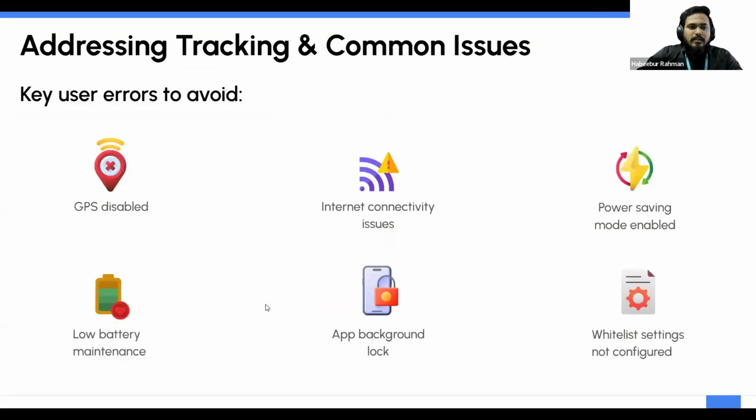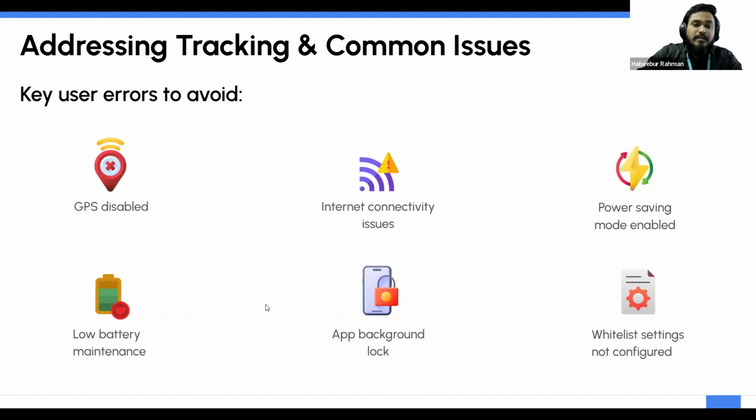So let's see the tracking and the common issues which we face in tracking. Let's spend a little extra time on this slide because tracking issues are something we all face sometimes. The main thing is GPS. In most cases, GPS gets disabled. GPS is the main source of tracking here. If GPS is off, the app cannot know your location. So always make sure GPS is switched on before you start the work.